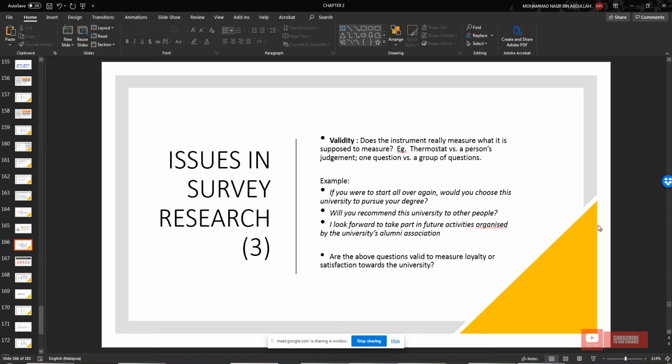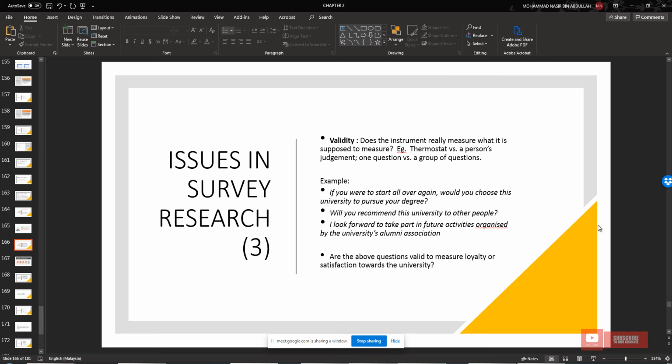So for example, thermostat versus a person's judgment, one question versus a group of questions, right? If you were to start all over again, would you choose this university to pursue your degree? So this is a validity question, right? Will you recommend this university to other people? I look forward to taking part in future activities organized by the University Alumni Association. So are the above questions valid to measure loyalty or satisfaction towards the university?